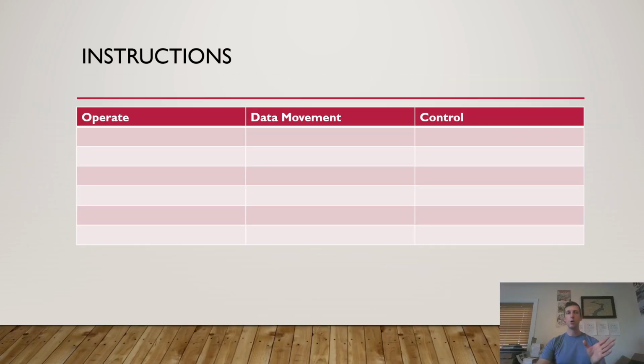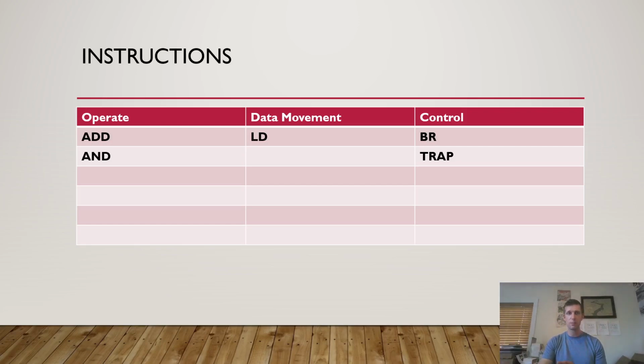All right, so our instructions, recall that they can be sorted into 3 categories: operate, data movement, and control. In the intro lesson, we looked at these 5: and and add, which are operating instructions, load, which is a data movement instruction, and branch and trap, which were control instructions.